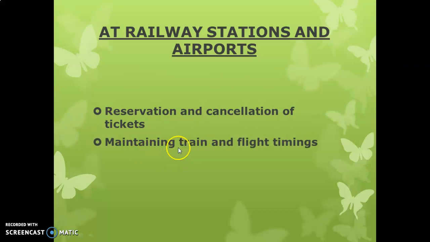The airports authority and the railway stations authority, they can see the train and the flight timings as well. They can maintain the train and the flight timings. If it is late, then you will get to know for how many hours the train or the flight is late. And if it is on time, that also you can see.